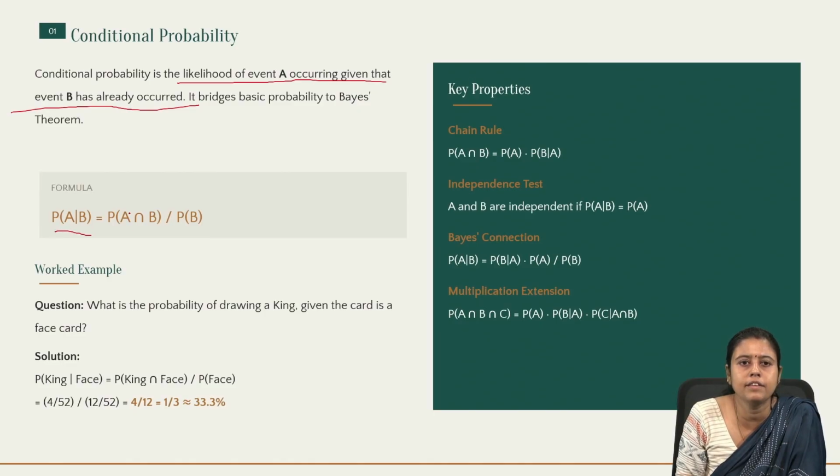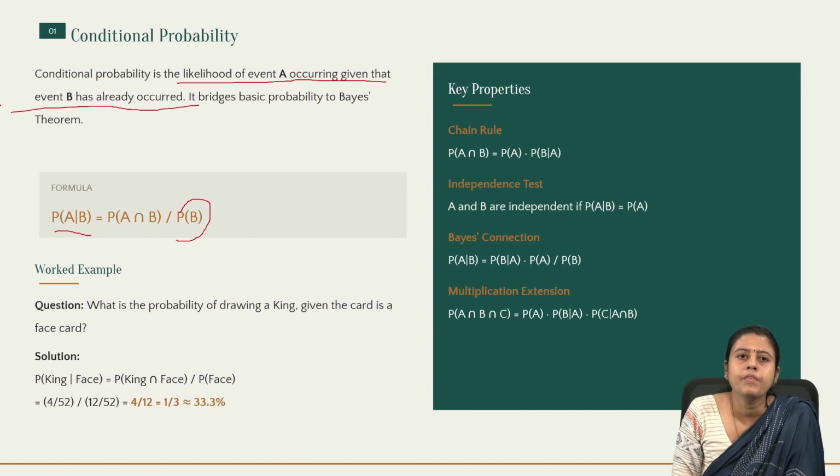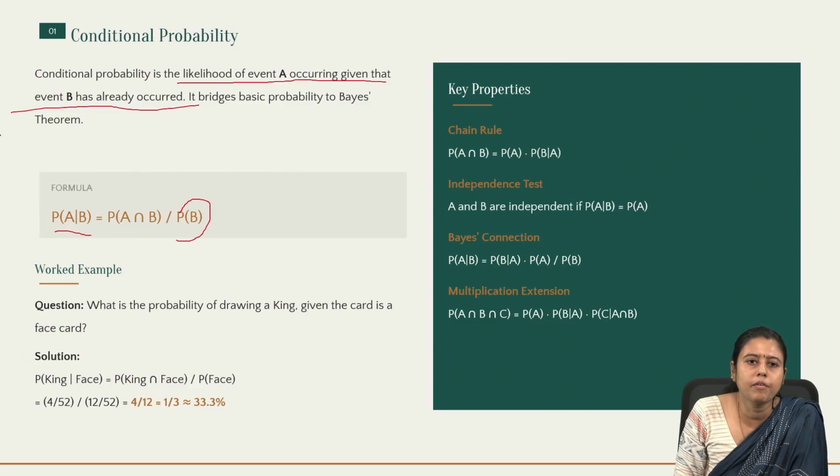P(A|B) is equal to P(A ∩ B), meaning the first one will be blue and the second one will be red, divided by the number of cases of P(B) being red. This is called conditional probability. So, conditional probability, giving one more example.